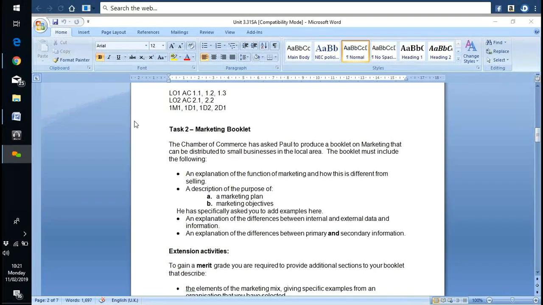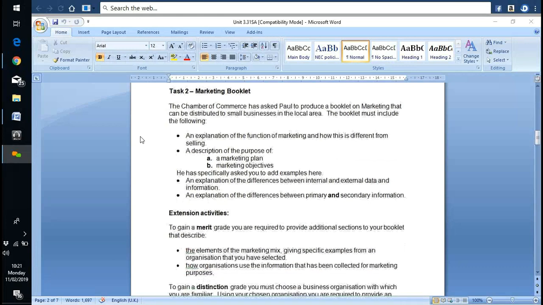So you're quite happy with what you need to do for those now, yeah? Yep. Good. Task 2, moving on, is our Chamber of Commerce has asked you to produce a booklet on marketing that can be distributed to small businesses in the local area.